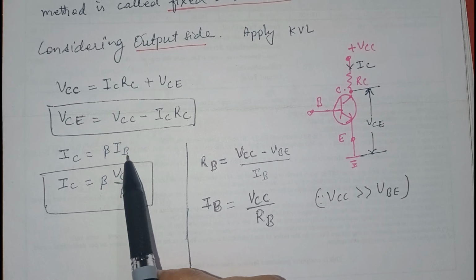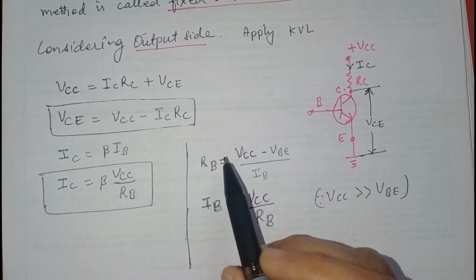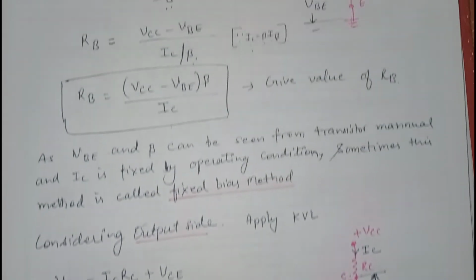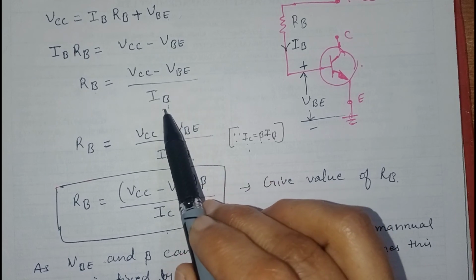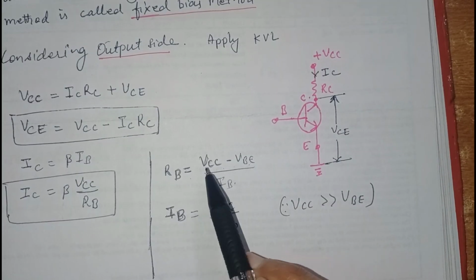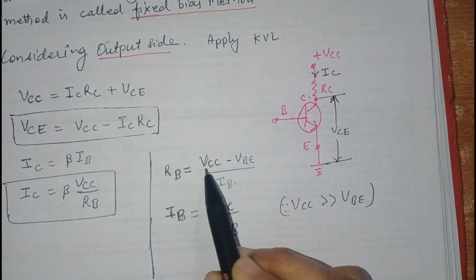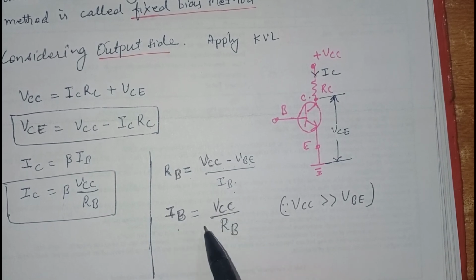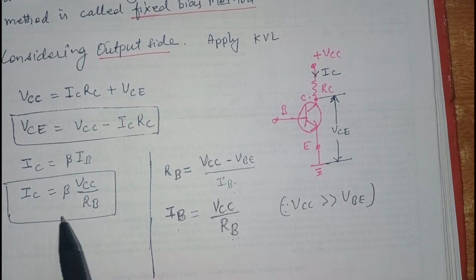Now we will put the value of IB. IB is given by this equation. We know RB equals VCC minus VBE upon IB, as we have derived earlier. This VBE is much less than VCC, so it can be neglected. So the equation becomes RB equals VCC upon IB. So IB can be found out: IB equals VCC upon RB. So we put this value of IB, VCC upon RB, and it gives the value of IC.